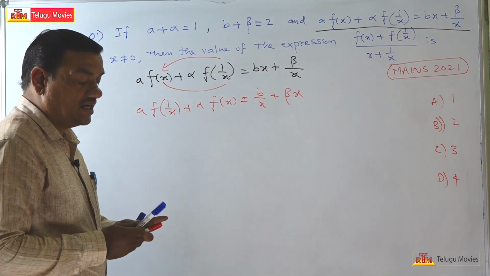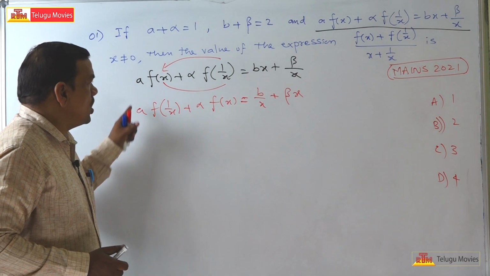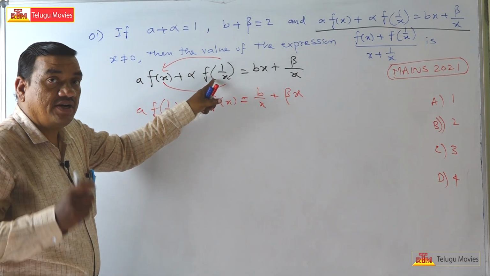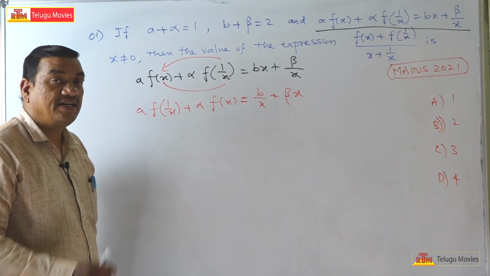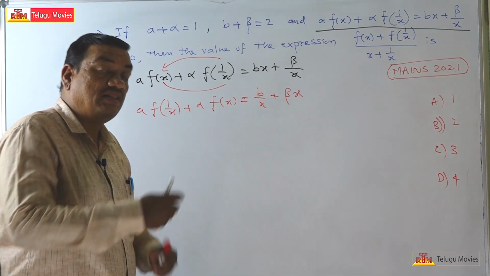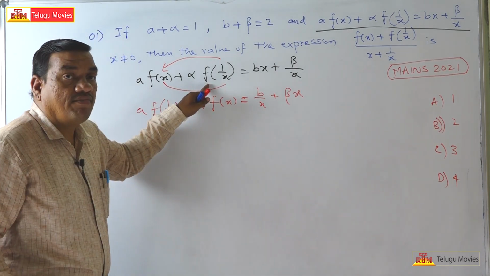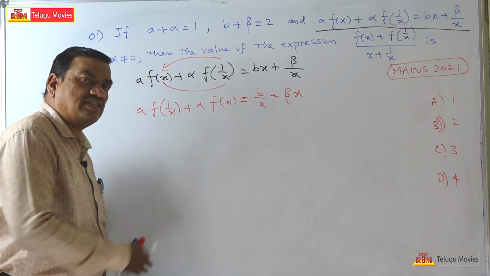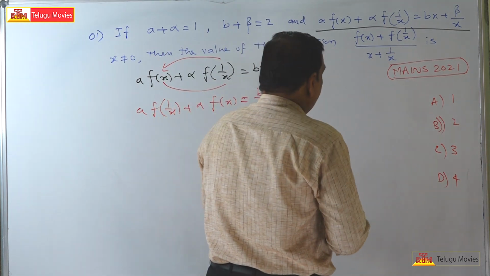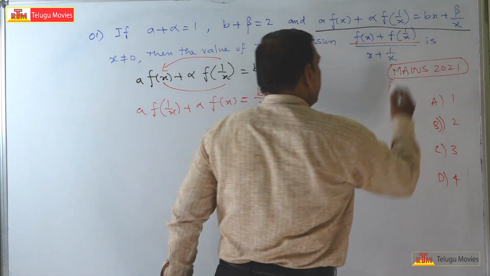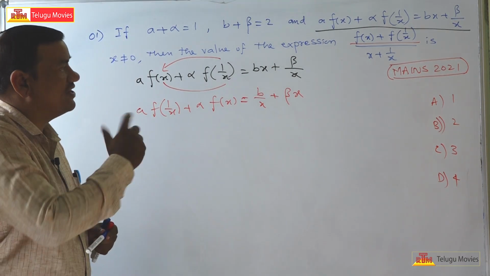Here the students generally make mistakes. What is that mistake? They start multiplying the first, that means they try to eliminate f of 1 by x. Generally, in the previously solved problem we did like that only. We eliminated f of 1 by x and we got f of x. From that we started the problem. But try to understand this problem. Here it is given we want f of x plus f of 1 by x, we want both f of x and f of 1 by x.